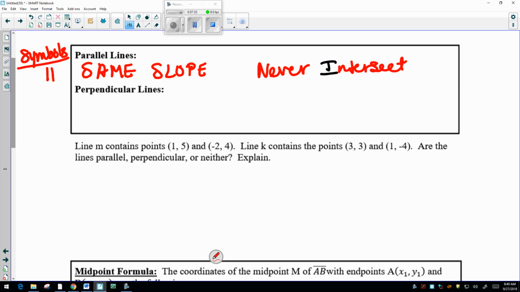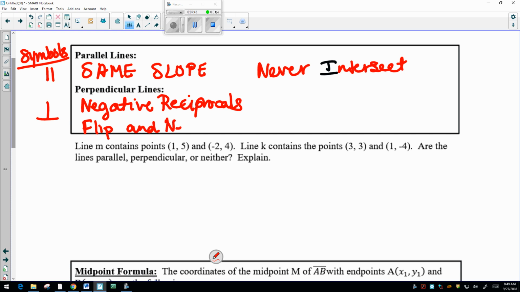With our perpendicular lines, we have an upside down looking capital T. Their slopes are going to be negative reciprocals. That's a fancy way to say when you have your slopes, you want to think flip the numbers and negate. So if one's positive, the other's negative, and vice versa. If one's negative, the other's positive. These will intersect to form four right angles.